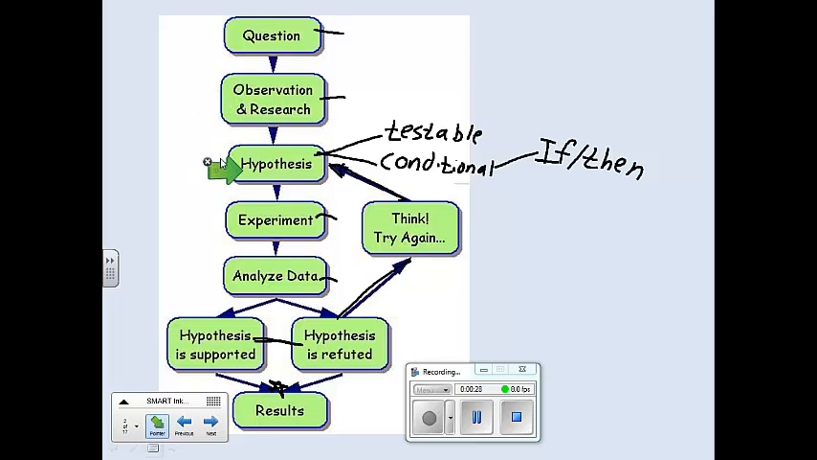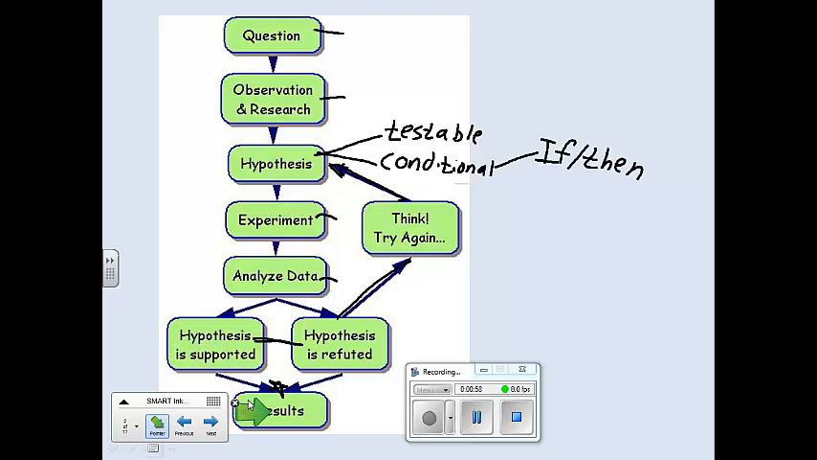Remember, you have to have two things to make a good hypothesis. The first one is that it must be testable. Remember, that is confined by whatever you have in your lab and have readily available to you at the time. And secondly, it must be conditional. And you know it's conditional if you have an if and then statement. Then you move on through your experiment, you analyze your data, then you decide if your hypothesis is supported or refuted. If it's refuted, you come back up, think of a new hypothesis, and start the whole process over again until your hypothesis is supported.